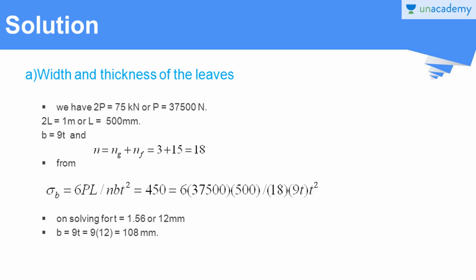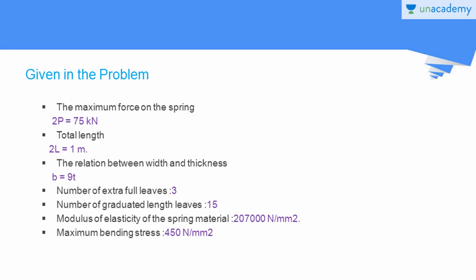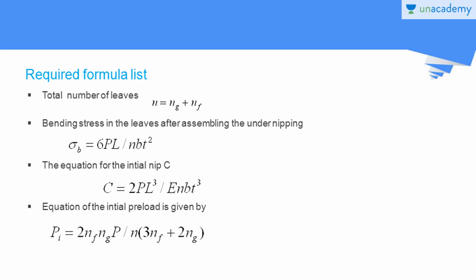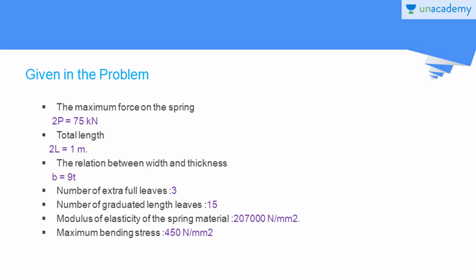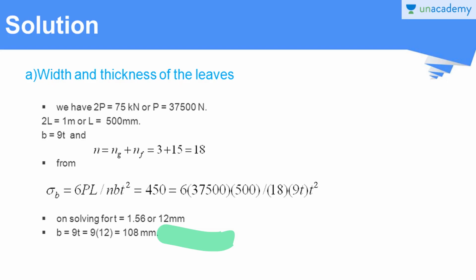Therefore this value should be equal to the bending stress developed in the leaves of the multi-leaf springs, that is given by sigma b. This value should be equal to the maximum bending stress that should be applied on the multi-leaf springs. That's why we have the relation sigma b equals 450 here.